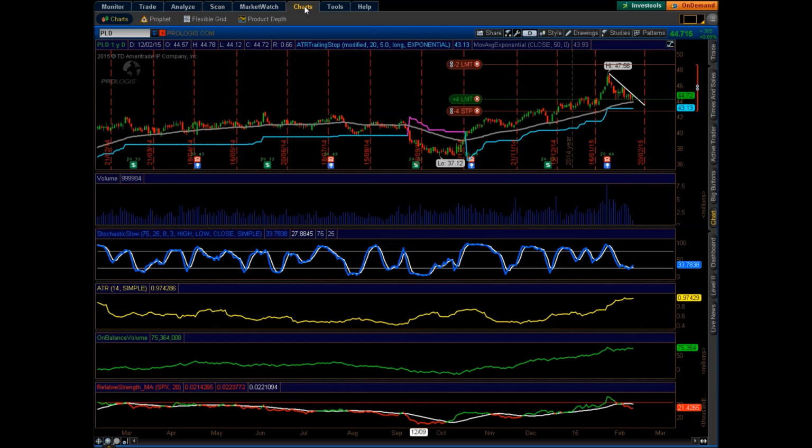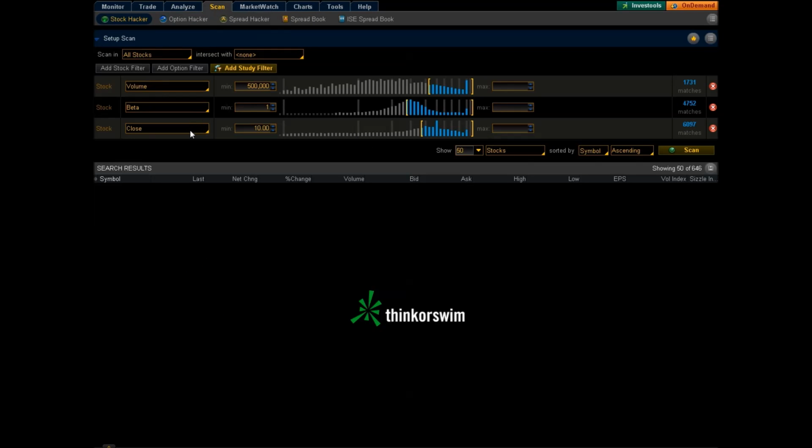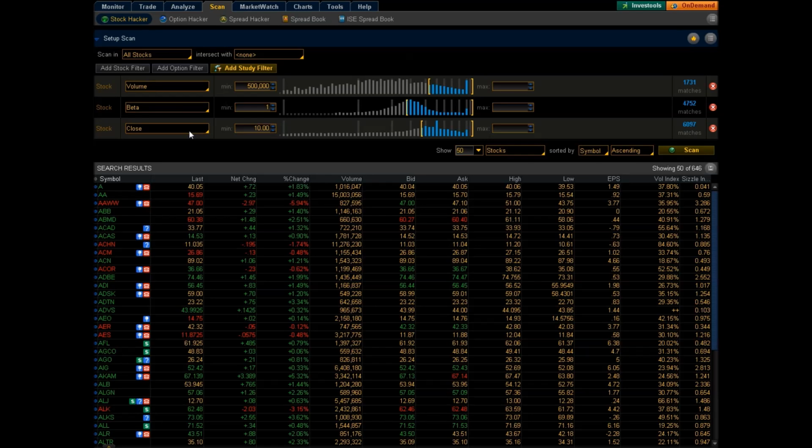So if you think about what is the condition I'm looking for, well, this gray line here is the 50-period moving average. For stocks that are trending higher, you generally want them to hold the 50-period moving average, or at least I do as part of my criteria. So one of the things I'm going to do is go back to the scan tab here. I want stocks that are only trading above the 50-period moving average.